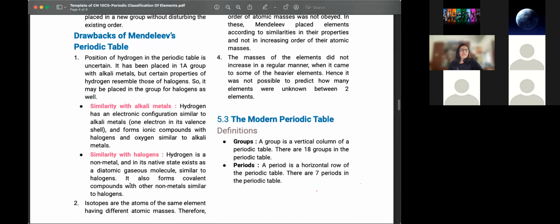Do you guys remember what isotopes are? We studied that in grade 9. Same number of protons, different number of neutrons. So because of that, what will happen? Like, what if there are different numbers of neutrons? Atomic mass will change. Correct. But the properties will remain the same. Exactly. So, because Mendeleev's table was based on atomic mass, just a second.